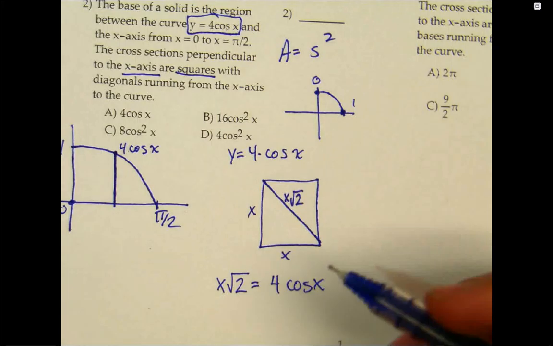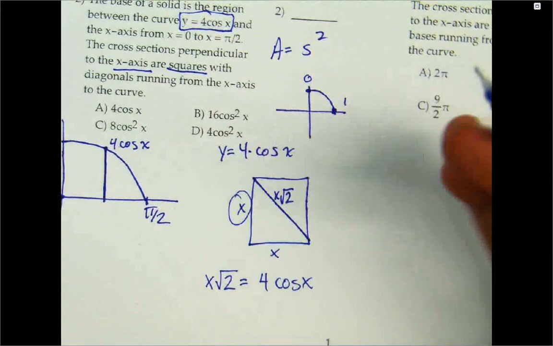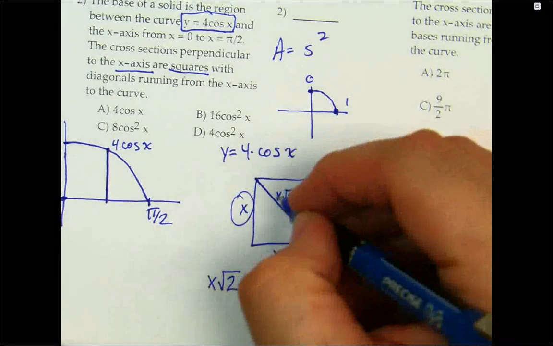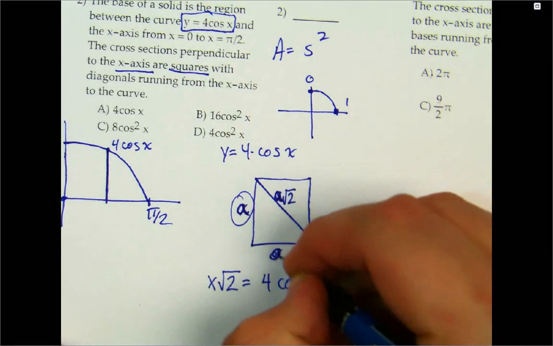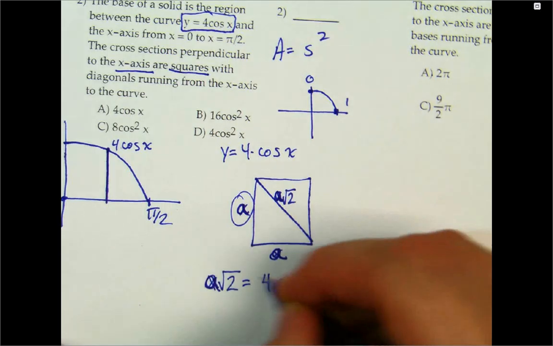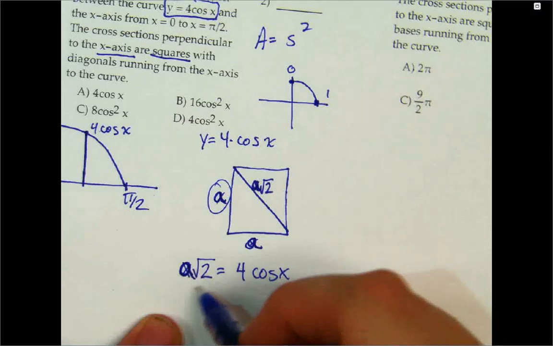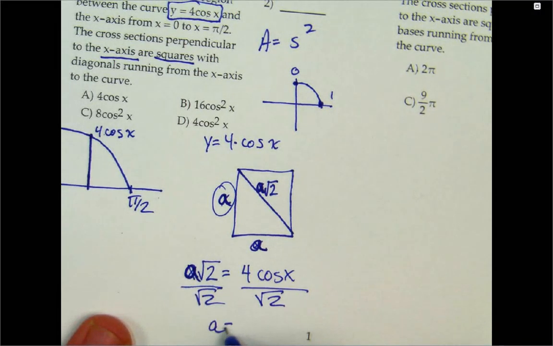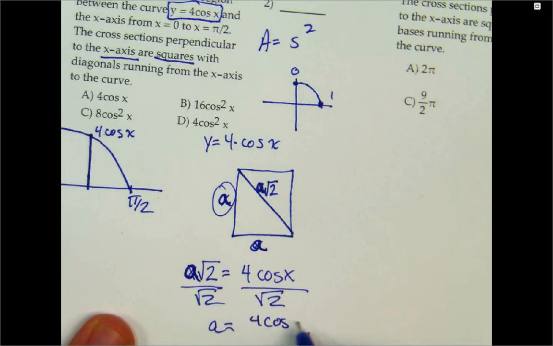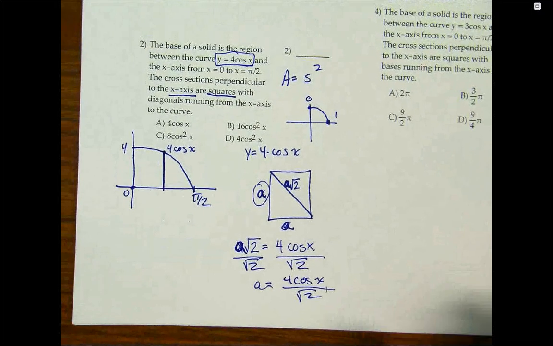Now, we'll call that A instead, or you could have called it S for side. But A times the square root of 2 is equal to 4 times the cosine of x. So if I divide both sides by the square root of 2, A is equal to 4 times the cosine of x over the square root of 2. Now, is that the side? Okay, I got the side.